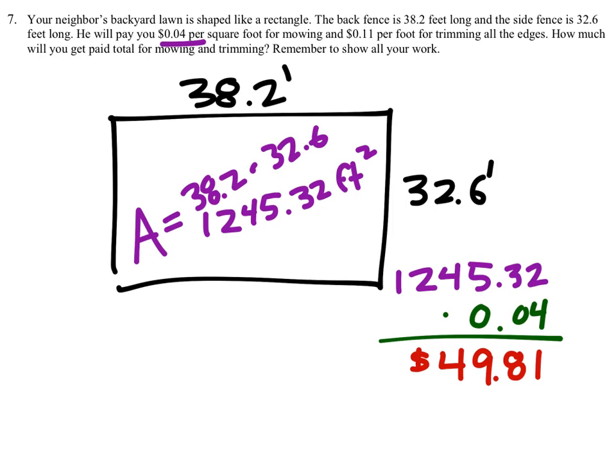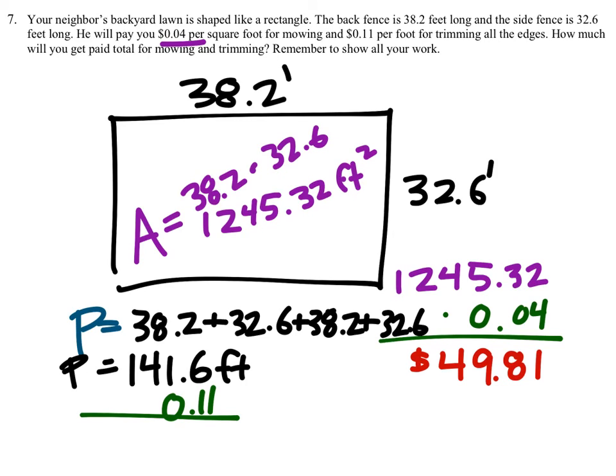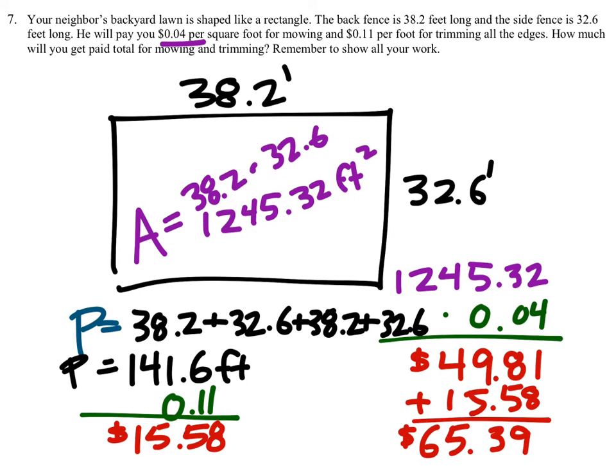Next up, we got to figure out the perimeter of this thing. So we've got 38.2 and 32.6. So that's all 4 sides, which when I add together is the perimeter. So this is 141.6 feet. And now we'll multiply this by the 11 cents for every foot, so there we go. That's $15.58 for the trimming. Let's just go ahead and add that to our $49.81. So as a total, you would have been paid $65.39 for the mowing and the trimming.